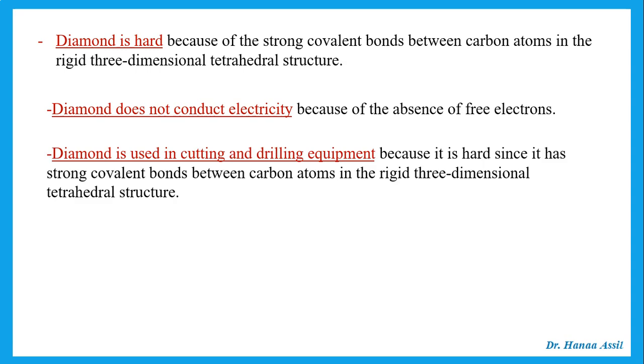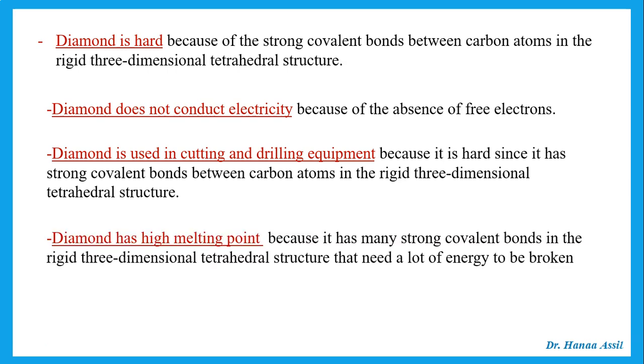Remember, if we say what is the use of diamond, we say in cutting equipment or in cutting tools or in drilling equipment, because it is hard. Now, why is it hard? We said it is because of the strong covalent bonds between the carbon atoms in the rigid three-dimensional tetrahedral structure. You should also know that this is an element. The giant diamond has high melting point because it has many strong covalent bonds in the rigid three-dimensional tetrahedral structure, and this needs a lot of energy to be broken.